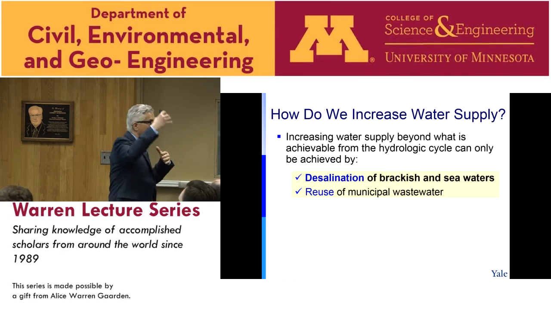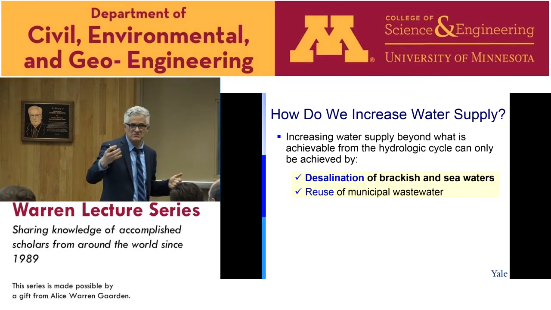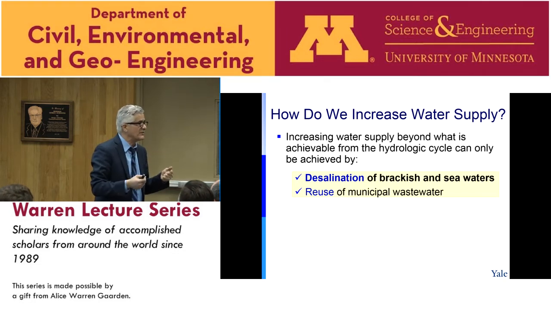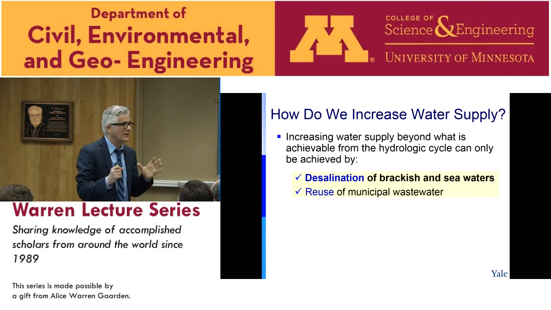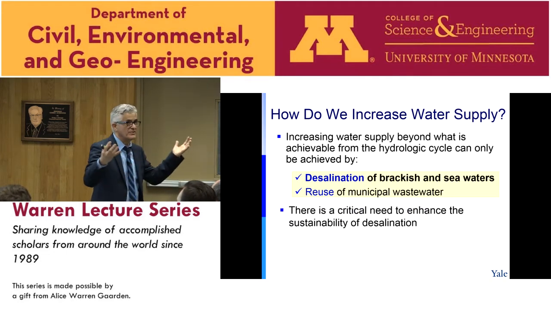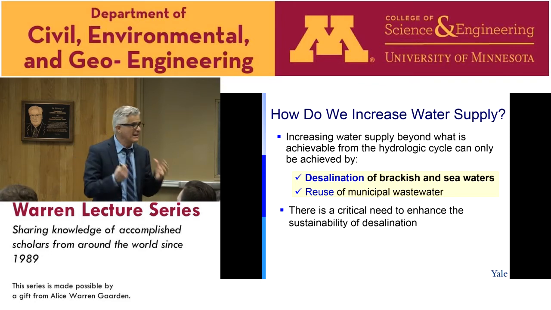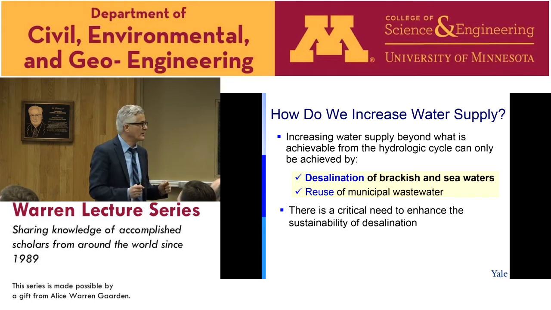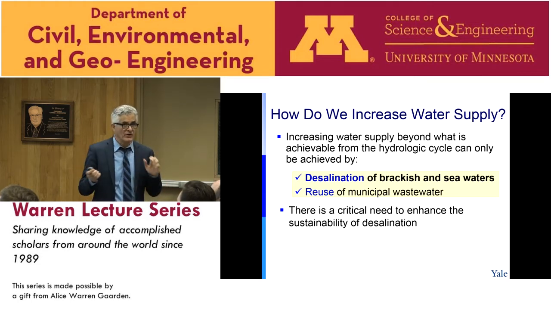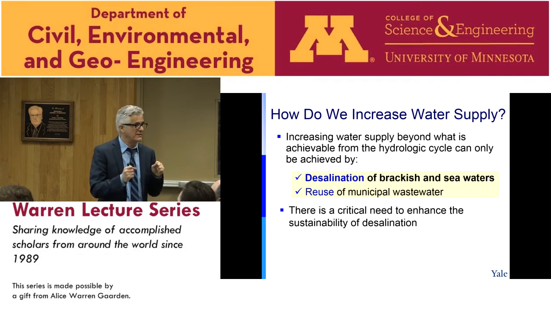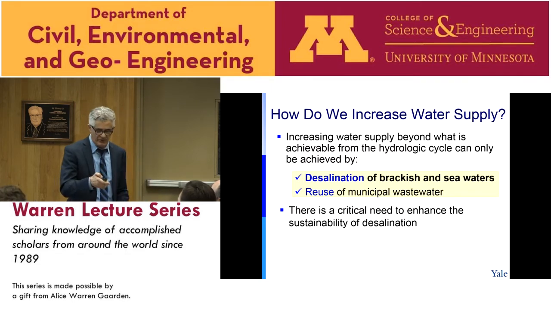We can get a certain amount of water from the hydrological cycle, from rivers, lakes, but it's not enough. So the question is, how to increase available water supply beyond what we can get from the hydrological cycle? And this we do by engineering. Again, this is where engineering jumps in. You can either desalinate seawater that otherwise you cannot drink, or reuse municipal water. My talk will focus on desalination, mostly only seawater desalination. And there is a critical need to enhance the sustainability of desalination. And this is what I will focus on.